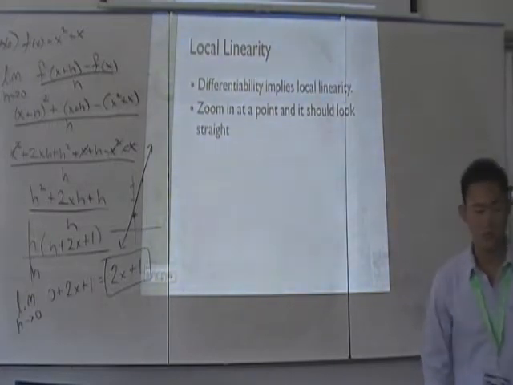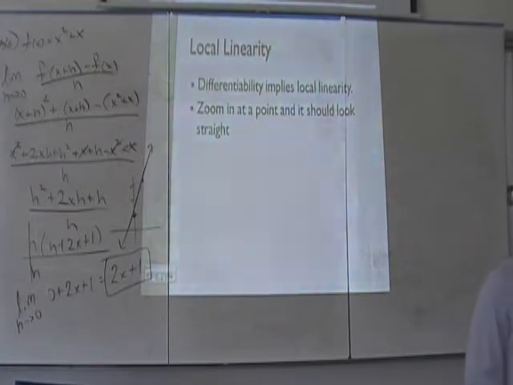Alright, anyone wants to comment, because I'm going to switch the screens. Okay. So basically, local linearity is where if you zoom in at a specific point, it should look straight. You continue zooming in, it's going to look straight eventually. So locally, it will look linear.